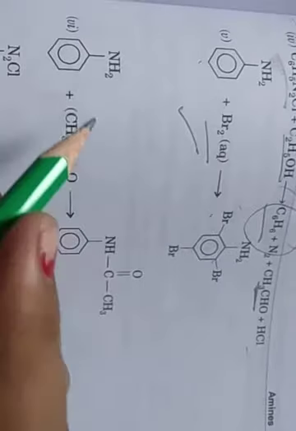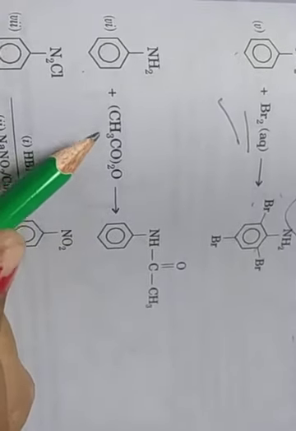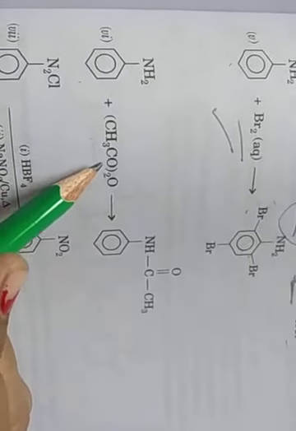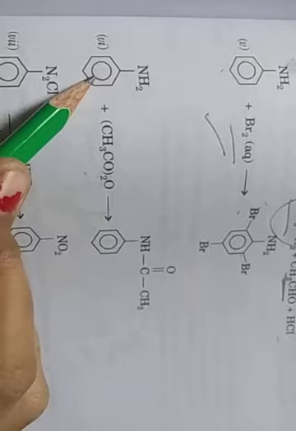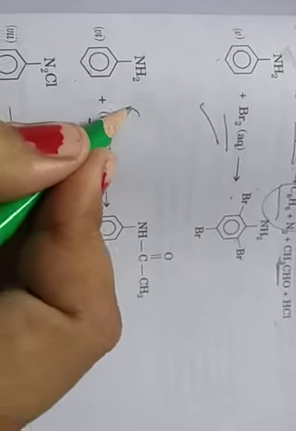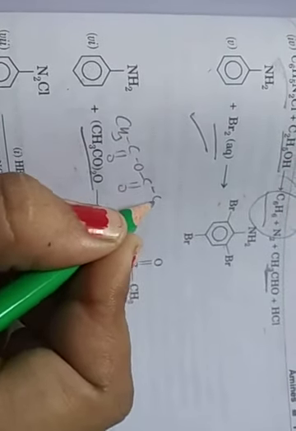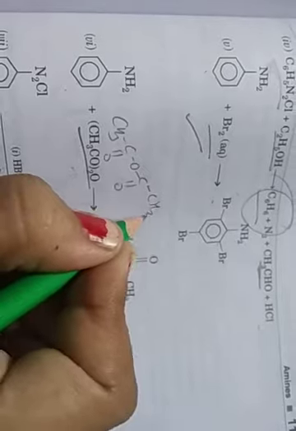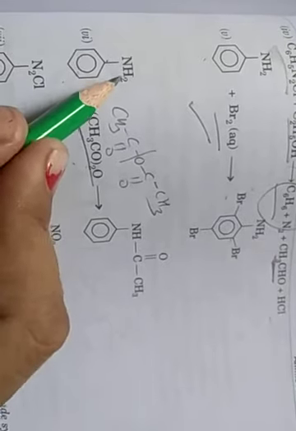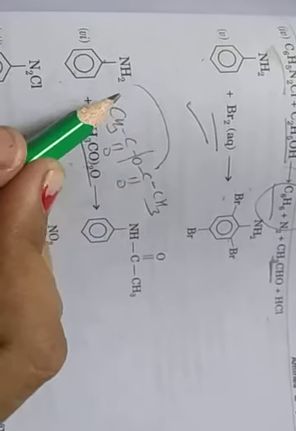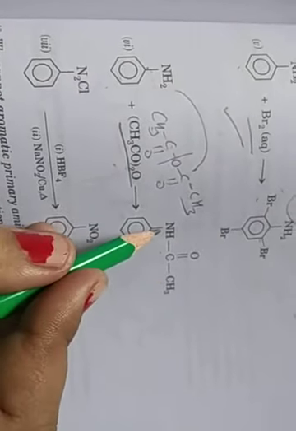tribromoaniline. Then next, sixth number, aniline reacts with the anhydride, (CH3CO)2O. This is the anhydride. Open the structure: CH3, C double bond O, O, C double bond O, CH3. Okay, so on one side the group is attached, NH2, H is attached on one side, and the remaining NH, CO, CH3. Okay, this is the amide group, CH3CONH, clear?